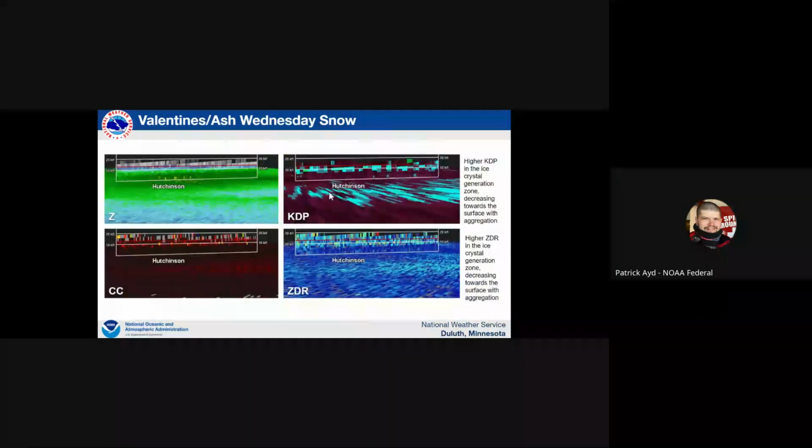And we can see this in cross-section around Hutchinson as well. So we see our higher KDP aloft, our higher ZDR aloft, where we're generating those fluttering dendrites. And then we see those two values decrease towards the surface because of aggregation. The aggregate looks more spherical to the radar, and there's less of them because we get clumping. And so the KDP is decreasing towards the surface. All signals of high snowfall rates. And that's what we saw in the Twin Cities. Picked up a real quick 4 to 6 plus inches of snow in some spots.